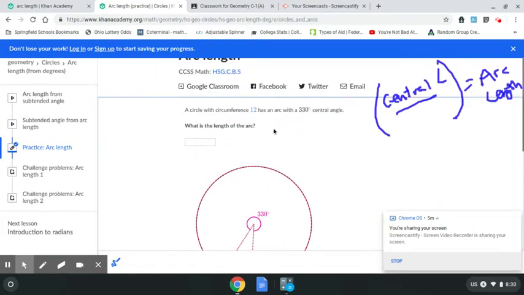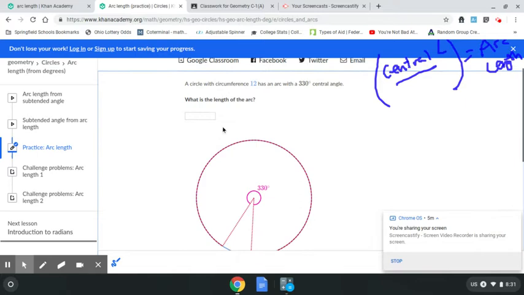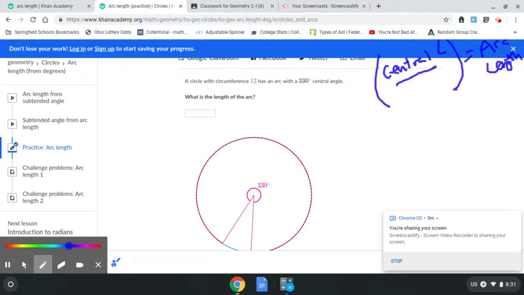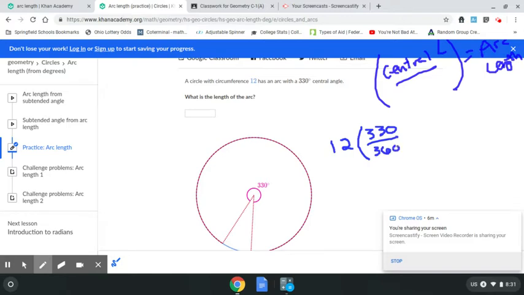Okay, in this one, a circle with circumference of 12 has an arc of 330 for a central angle. What is the length of the arc? Okay, so again, we use our formula over here. They gave me the circumference. The circumference is given to me. I do not need to mess with pi here in this case. So circumference is 12. I multiply that by the fraction of the angle that we're given. In this case, the angle is 330 that we were told. Always over 360 equals the arc length.